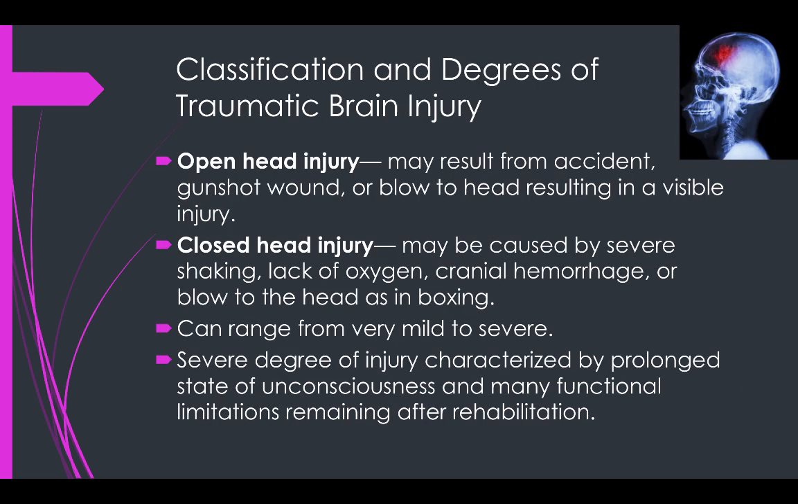So when we talk about the classification of TBI and the degree, there are two main classifications of TBI. It is whether it's an open head injury, which is the fact that the head is open. The injury is an open wound. So it might be a gunshot wound, could be a blow to the head, showing visible. It might be something that's protruding out of the head. So we're able to see open head injuries.